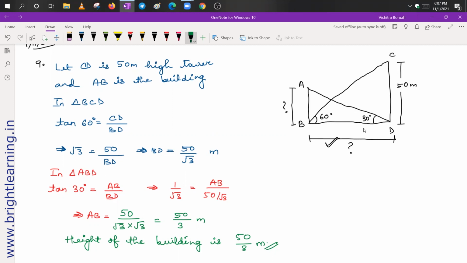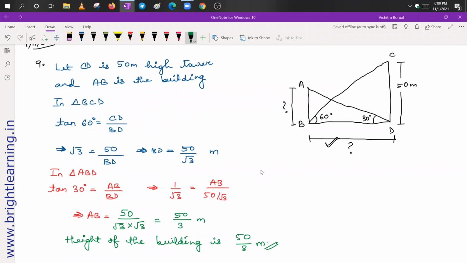Once we got the value of BD, again in this triangle we used the trigonometric ratio tan 30 degree, which is equal to AB upon BD. We substituted the value of BD here, and simplifying it, we got the value of AB, which is the height of the building. So the height of the building is 50 upon 3 meters. Okay, so this is the required answer. Understood?